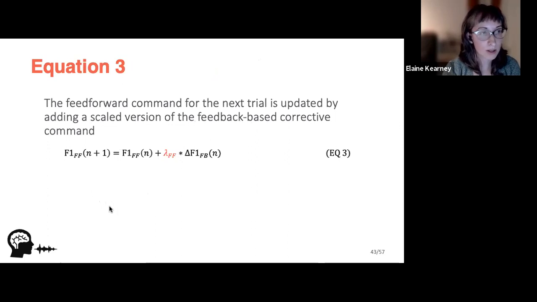Then moving on to the final equation, this is the equation that specifies what happens to the feedforward command for the next trial. That command is going to be updated by adding a scaled version of the feedback-based corrective command. Very similar to how the gain parameter works for feedback, here again we don't see that full corrective command being added onto the feedforward command for the next trial. Instead, it's only a partial addition, and lambda FF is going to capture that. So again, if 50% of the corrective command was added on to the next trial, lambda FF would be 0.5.